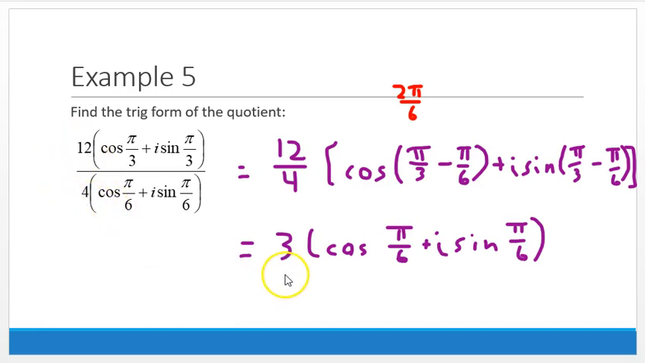Now, again, many questions may ask you to do the extra step of converting it back to standard form. So again, this shows that my r value is 3 and my theta value is pi over 6. So if I have to convert it back, as shown in the last video, you would do a equals 3 times cosine of pi over 6, and b equals 3 times sine of pi over 6, and then you would have those numbers, a plus b times i.